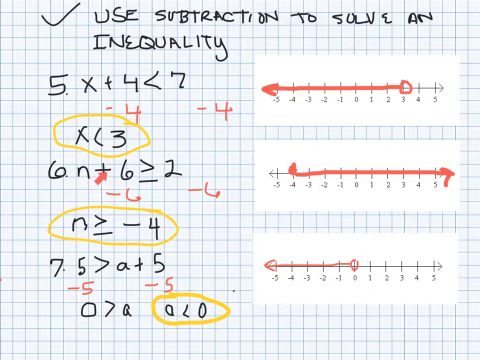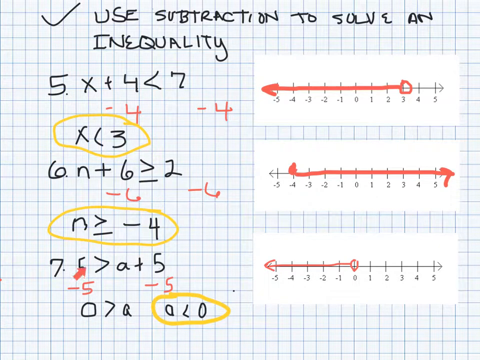Number 6, it's n plus 6 is greater than or equal to 2. We subtract 6 from both sides, and we end up with n is greater than or equal to negative 4. Because we have the equal sign here, we have a closed circle, and all the numbers going to the right above the negative 4.